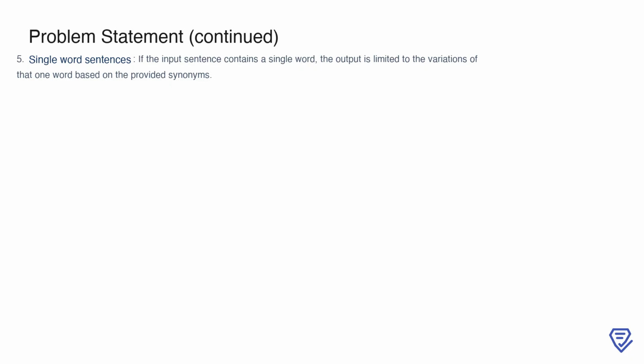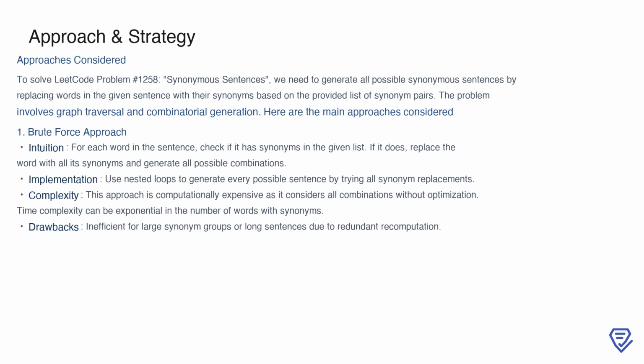To solve the problem of generating synonymous sentences, we start by examining the approaches we can consider. The first approach is the brute force method. The basic intuition here is to go through each word in the given sentence and check if it has synonyms in the provided list. If synonyms exist, we replace the word with all possible synonyms and generate every combination of sentences. The implementation involves using nested loops to systematically try all these replacements for every word with synonyms.